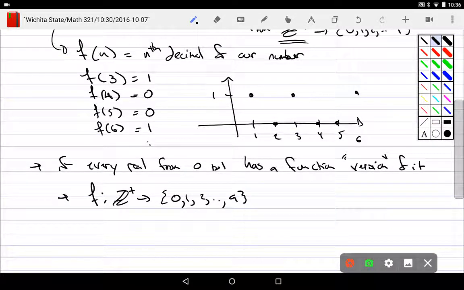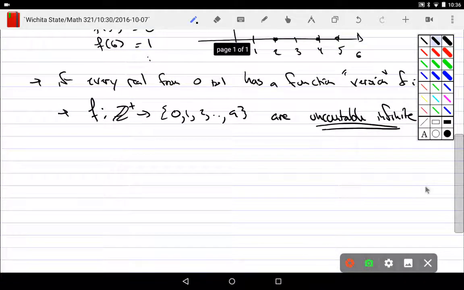It's a function that simply maps. I'm not going to map to all reals. I'm just going to go from the ints to something between 0 and 9. These are uncountably infinite. Not only are they infinite, they're uncountably infinite. They're bigger than our countable ones. And they're very simple functions, right?